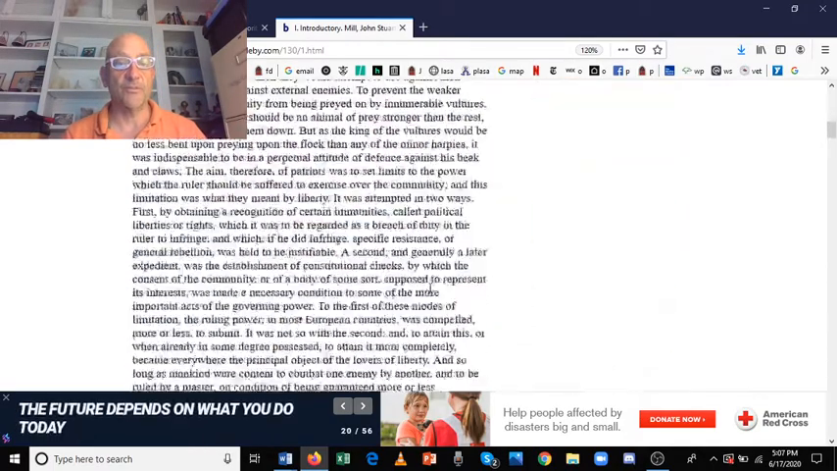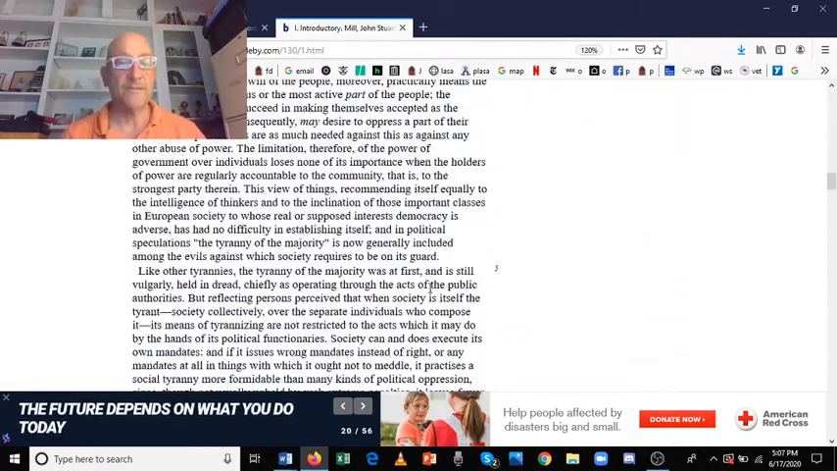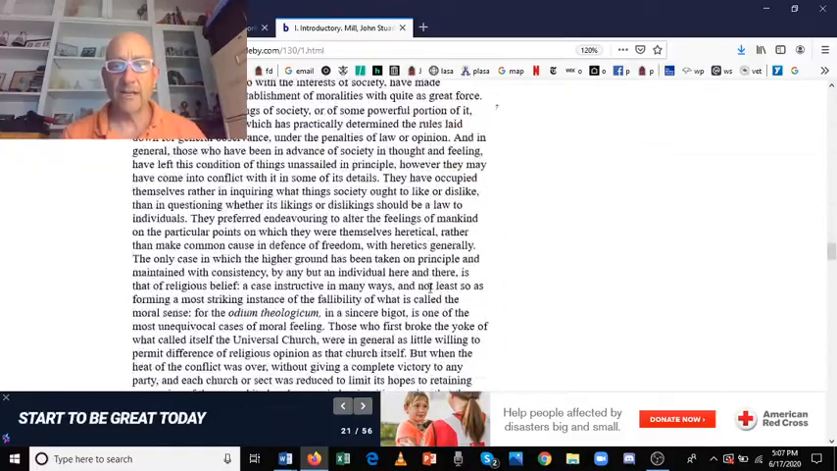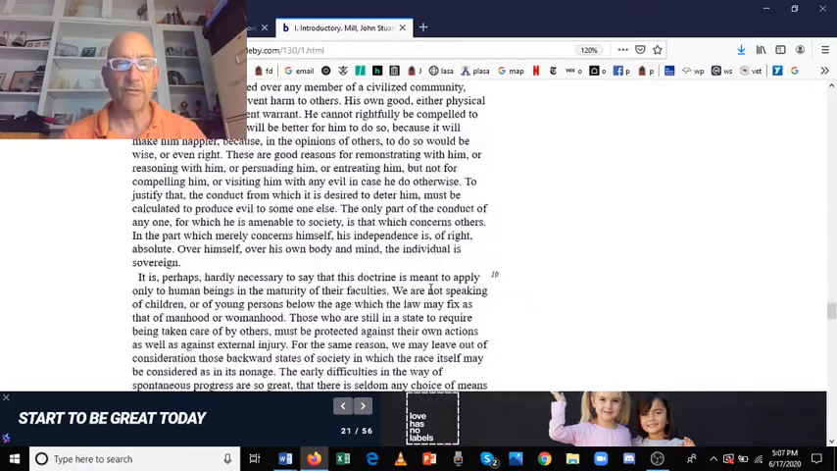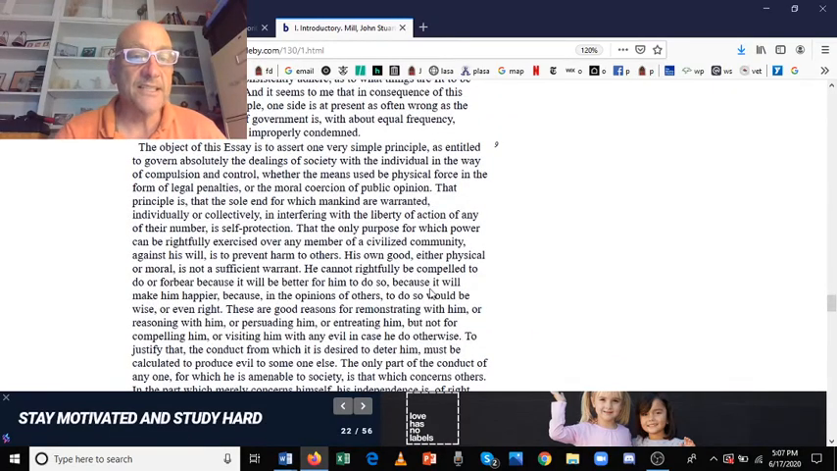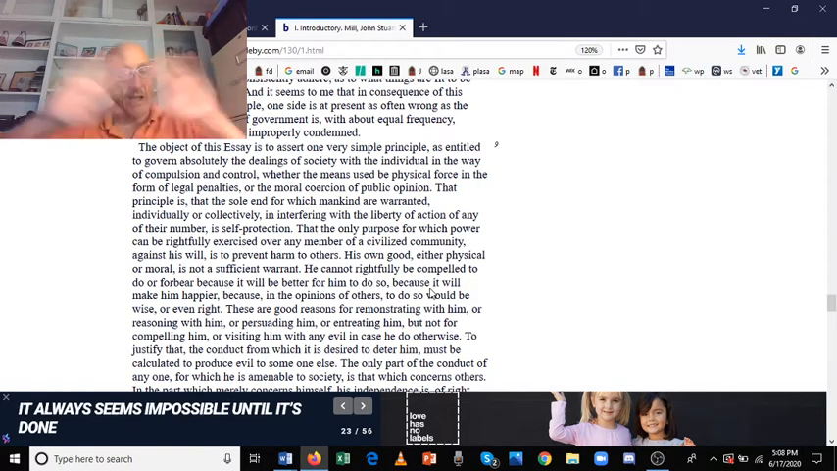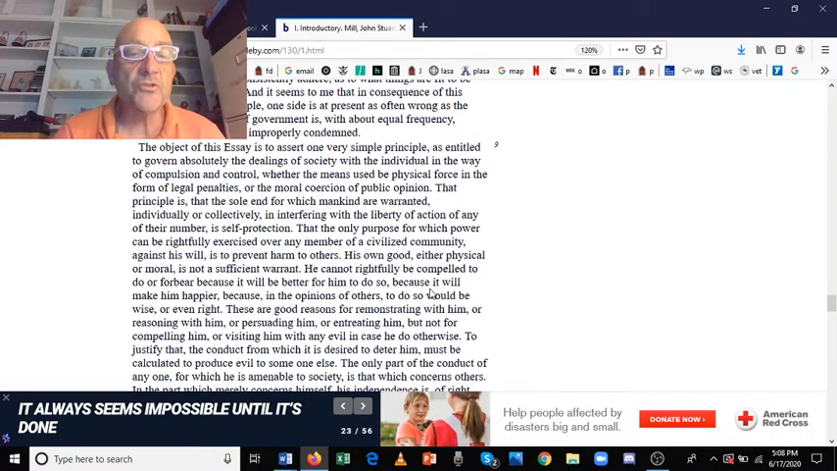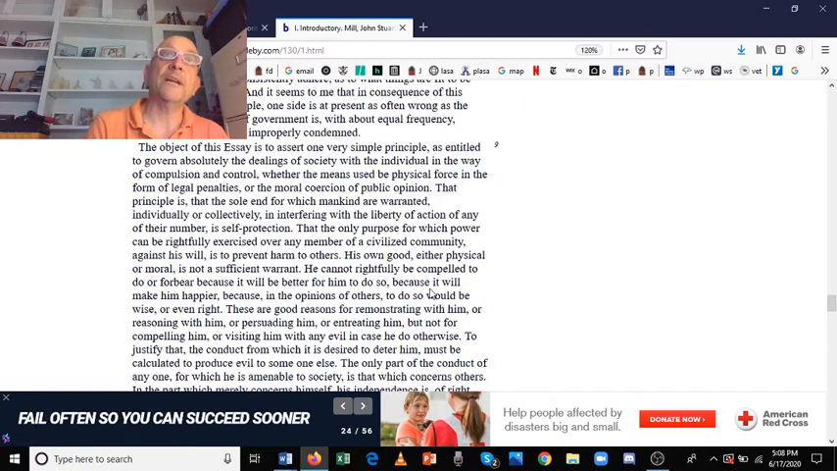So I'm going to jump to, I hope you read all this, section 9, where Mill lays out how this works. The object of this essay, there he says again, is to assert one very simple principle, really not so simple, to govern absolutely, so this tells you everything you need to know about how society deals with you by way of compulsion or control. So by compelling you, forcing you, or controlling you to do something.